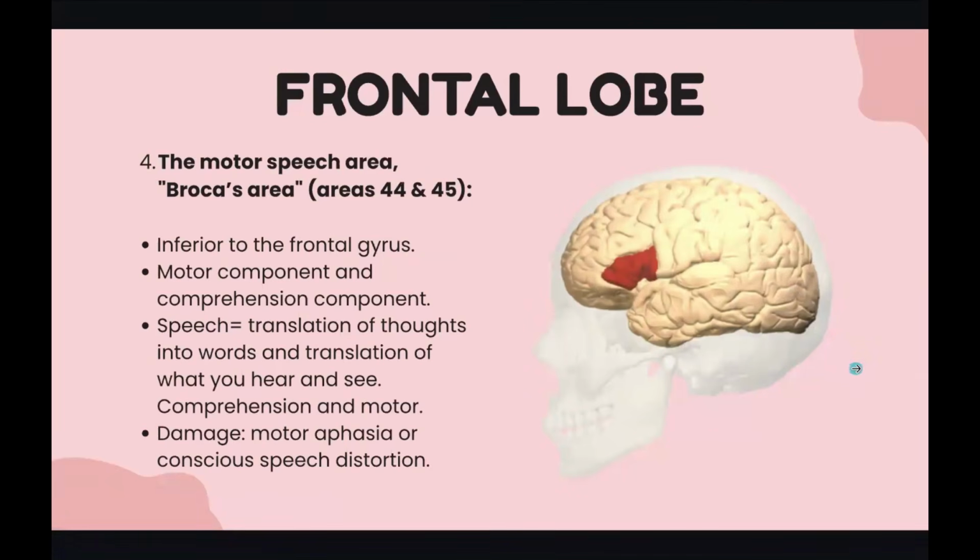Yes, exactly. This is what I was talking about, the Broca's area. So what is Broca's area? It's the motor speech area. It's areas 44 and 45. It's inferior to the frontal gyrus. So the frontal gyrus is right here, and it's inferior to it. It is the motor component and the comprehension component of speech. All right.